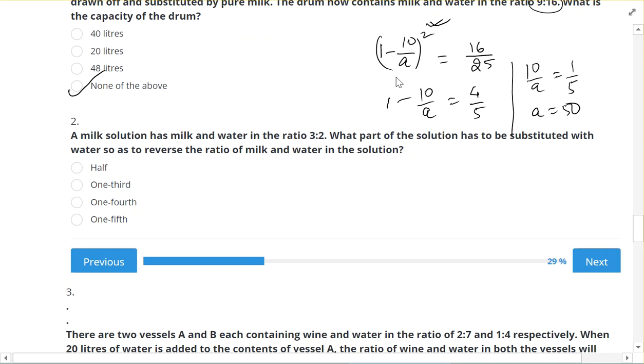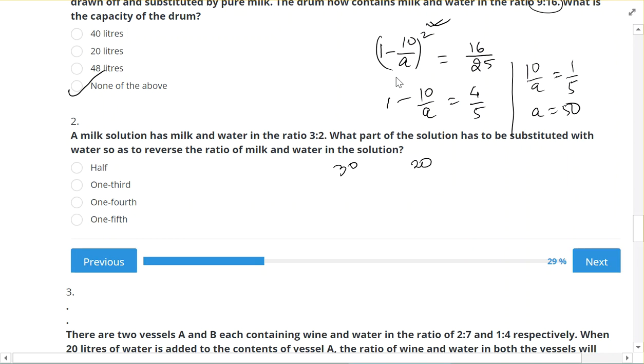A milk solution has milk and water in the ratio 3 is to 2. What part of the solution has to be substituted with water so as to reverse the ratio of milk and water in the solution? 3 is to 2. Let us assume 30 and 20 liters.